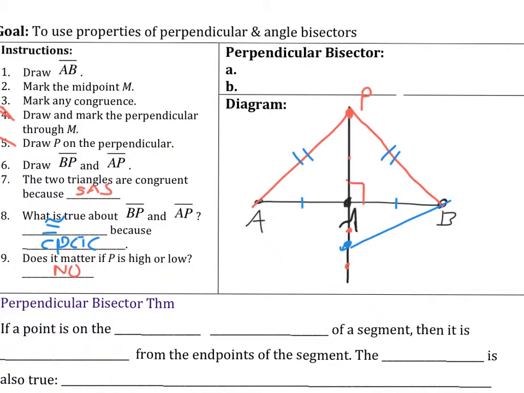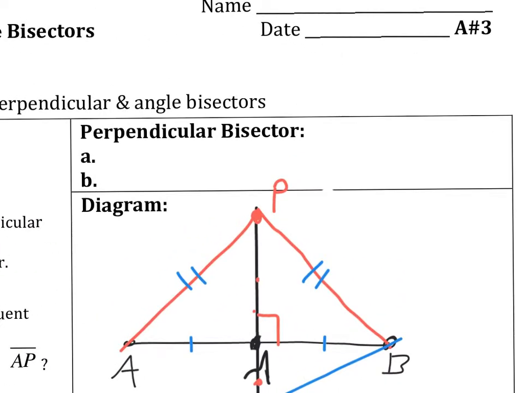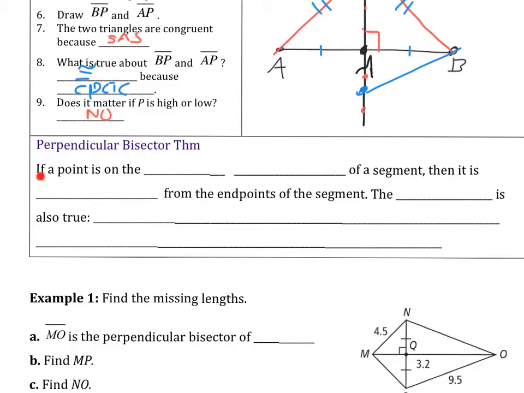All right, so what does it mean to be a perpendicular bisector? A perpendicular bisector, we have to have a right angle in there, and we have to have a midpoint. That's what makes a perpendicular bisector. If a point is on the perpendicular bisector of a segment, then it is, here's a great word for you, equidistant. Let's say that again. Just let it roll off your tongue. Equidistant from the endpoints of the segment.